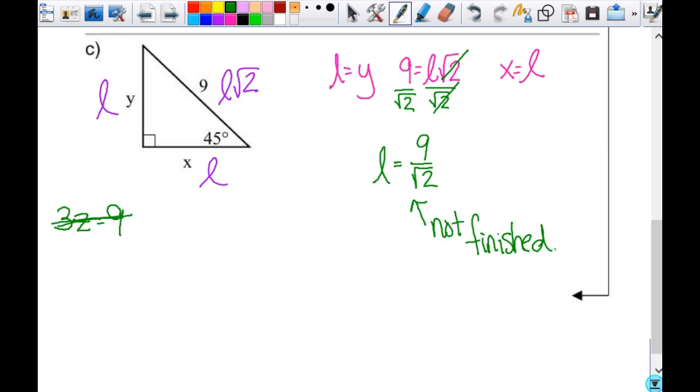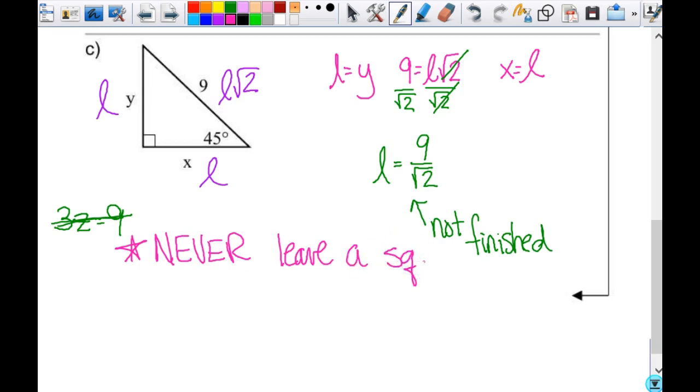We are not finished. All right? So the problem here is that our value is correct, but it is illegal to leave a square root in the denominator. Except that I told you on Friday we're going to go ahead on that assignment. You're going to leave it, but we just need to know it's not legal because we just weren't ready for that yet, right? So you also need to write yourself a little note here that says never, except for Friday when I said to, never leave a square root in the denominator.